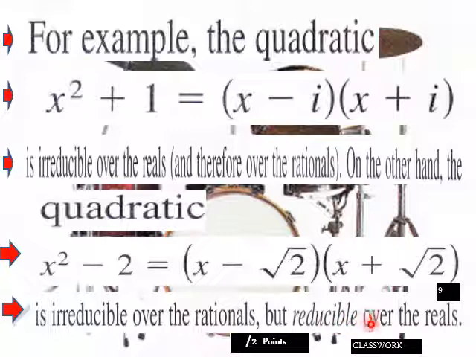reducible over the reals. So by using real numbers here, you can reduce this back, but with rationals, the square root of 2 is not a rational number, it's an irrational number. So you're using an irrational number, but it is reducible over the reals. By just not including reals in this set, you can still reduce this.